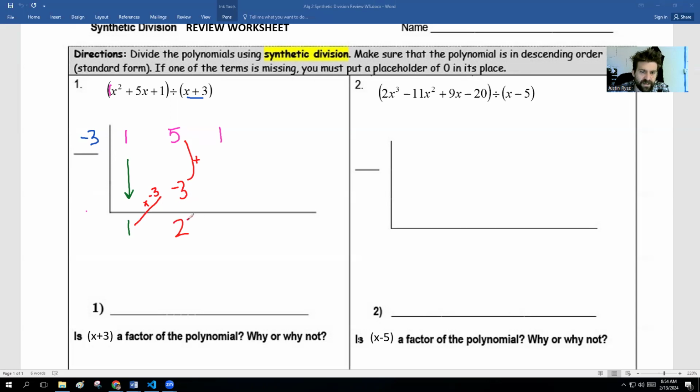Then we repeat that again. We're going to times that by the number in the box, which is -3. That'd be -6. We add it together with the 1. That'd be a -5.